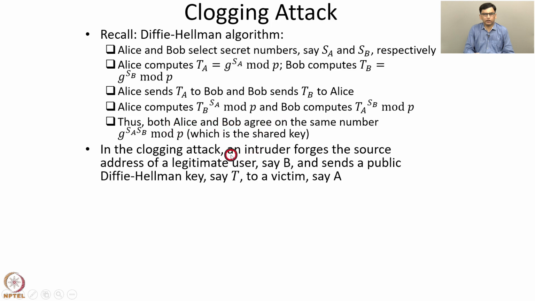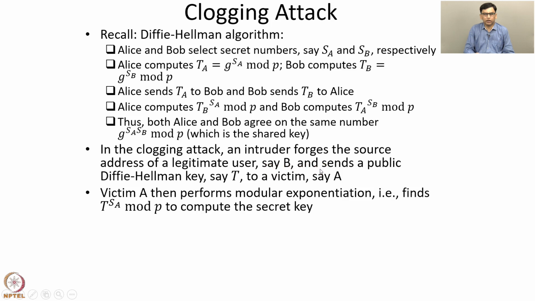Now, what is the clogging attack? In the clogging attack, an intruder forges the source IP address of a legitimate user, let's call that user B, and sends a public Diffie-Hellman key, let's call that T, to some victim. We denote the victim by A. So the intruder forges some IP address and sends a public key T to the victim A, and then the victim A performs modular exponentiation, that is, finds T to the power SA mod p to compute the secret key, as in the Diffie-Hellman algorithm.